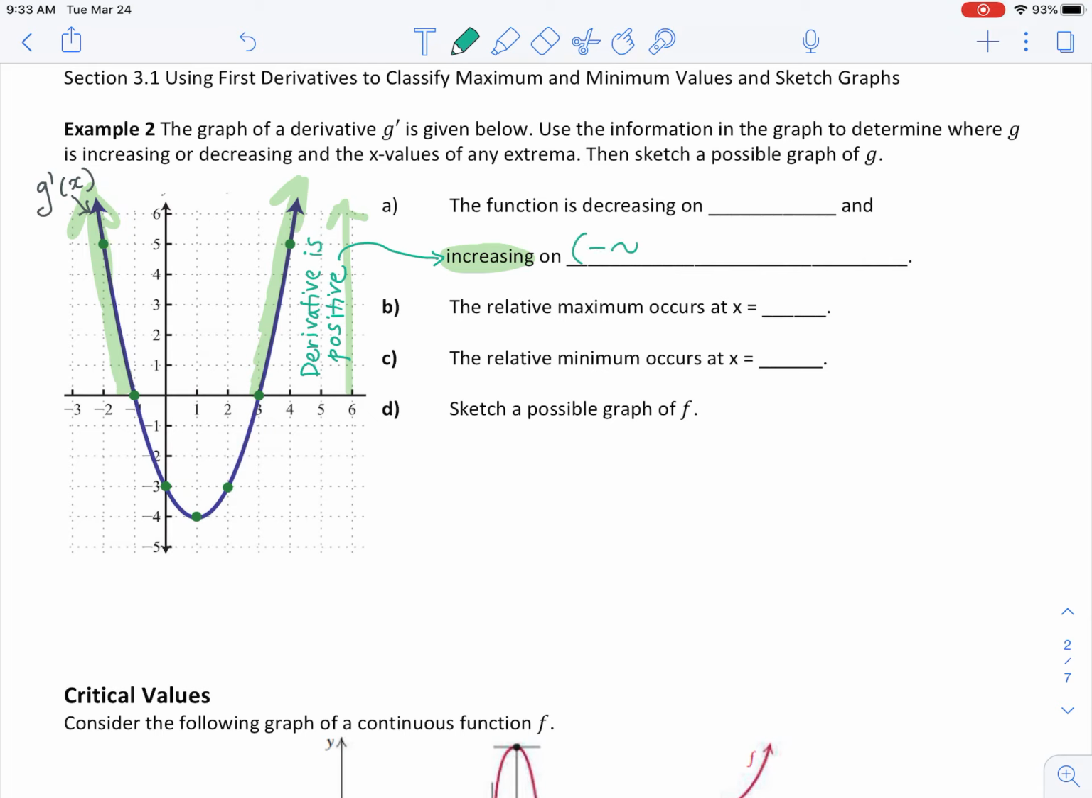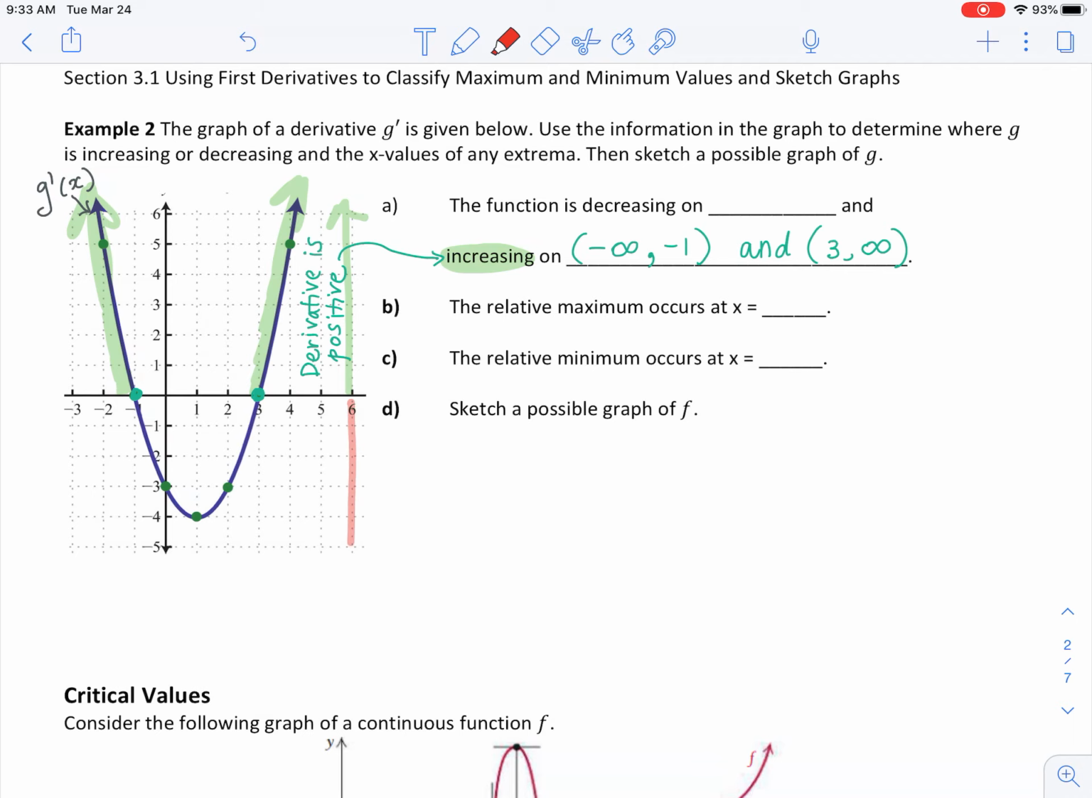So let me write those two intervals. It's increasing on negative infinity to, what's the first number? -1. And the second interval is from 3 all the way to positive infinity, all the way to the right. So the function is increasing on those two intervals.